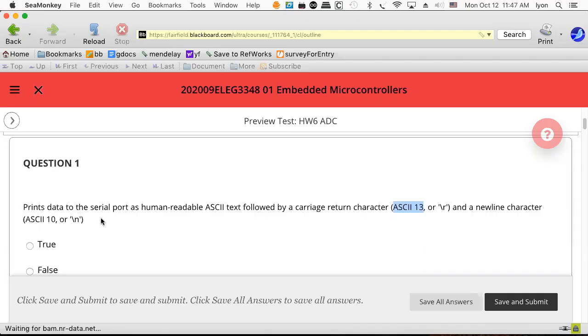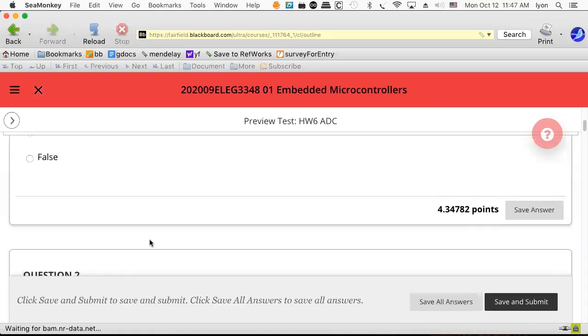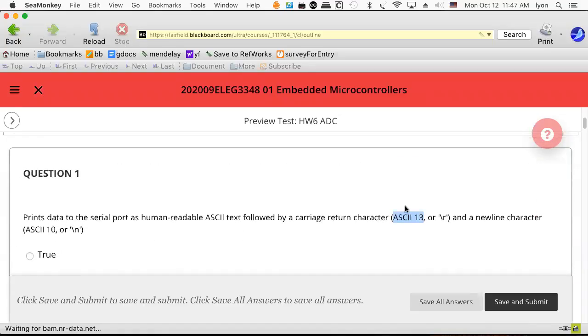Is it true or false? And the answer is false. It doesn't, the backslash R only does one thing. It creates the carriage return.